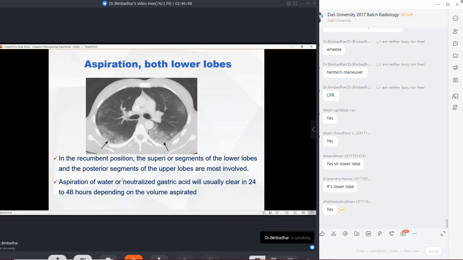And how can I differentiate if this is an aspiration or a pneumonia? Pneumonia generally resolves with the treatment related to pneumonia, whereas aspiration will clear eventually. Generally, if it is water or neutralized gastric acid, it will usually clear within 24 to 48 hours depending on the volume aspirated.